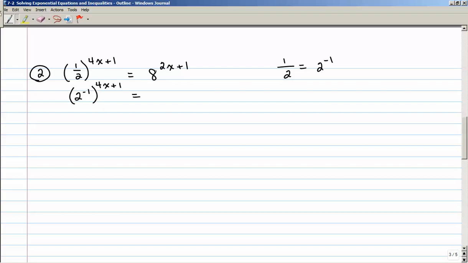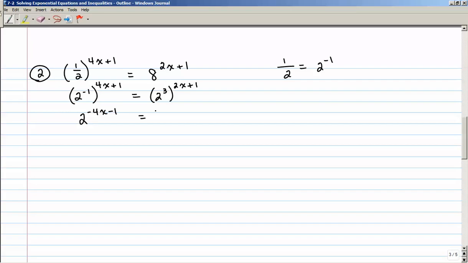And I need to write 8 with the same base, a base of 2. 8 is actually 2 to the 3rd, and that's going to be raised to the 2x plus 1 power. So 8 is 2 to the 3rd, 1/2 is 2 to the -1. Now let's multiply and get rid of the parentheses. So -1 times 4x minus 1 is going to be, I'll write it as the base, 2 to the -4x minus 1 power.